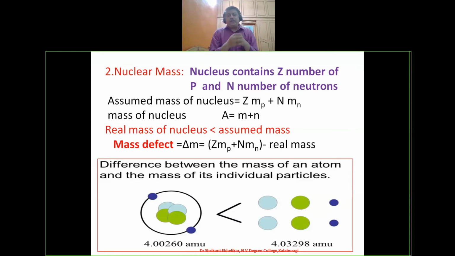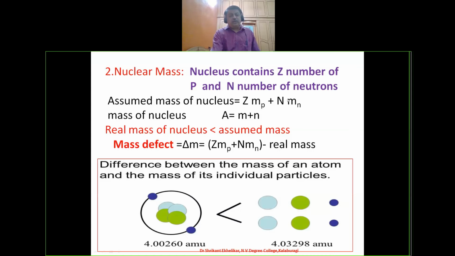Actual mass or real mass is as a whole. If you take the mass of a nucleus as a whole, protons and neutrons together, if you weigh, that is the real mass. And if you separately weigh protons and neutrons and then add their masses, that is the assumed mass. So real mass is always less than assumed mass. Actually the same number of protons and neutrons are there, so when you weigh all protons and neutrons together, their mass is less than when you separately weigh them and add their masses.